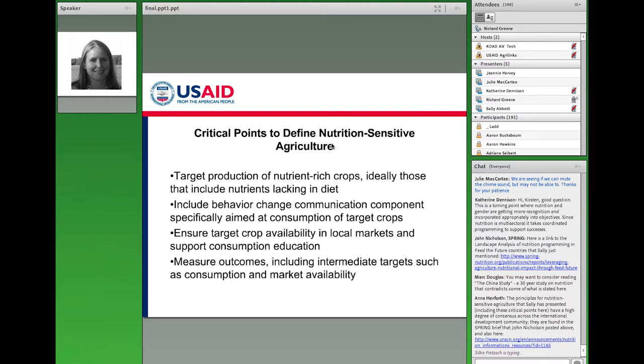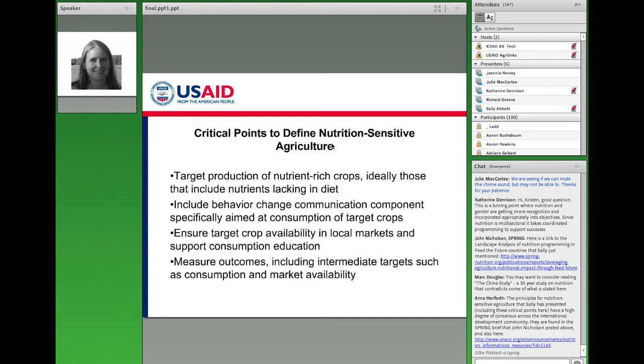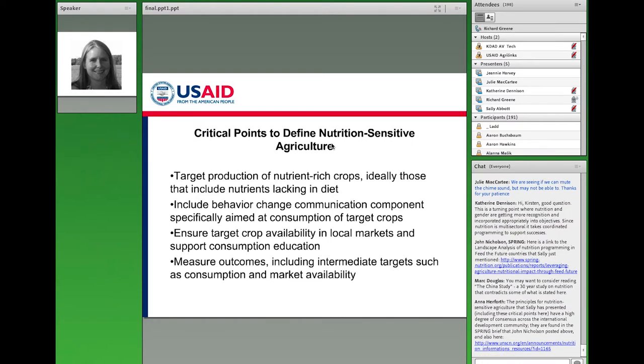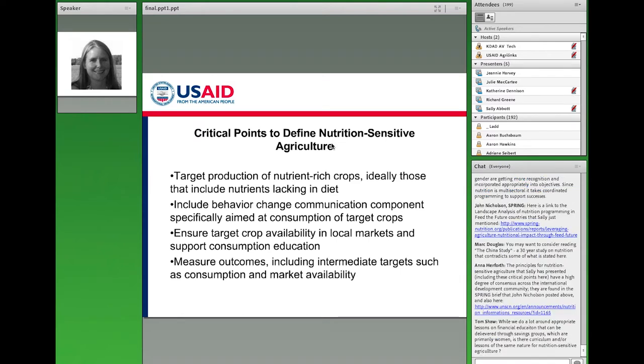We just don't want to say that any horticulture program is automatically nutrition sensitive, or any program addressing women. We want to be able to have value added and be able to really use these programs to improve nutrition and be able to measure it, and at the same time be able to report more accurately on how much of our agriculture programs are really nutrition sensitive and work in the future to be able to increase that number.